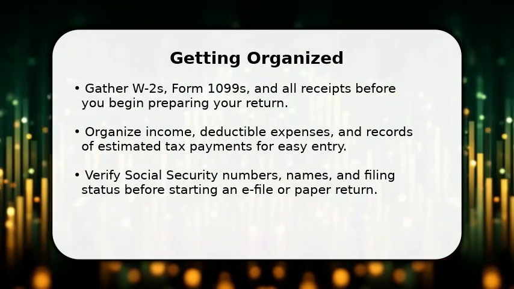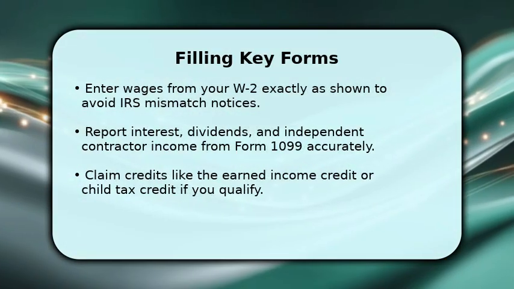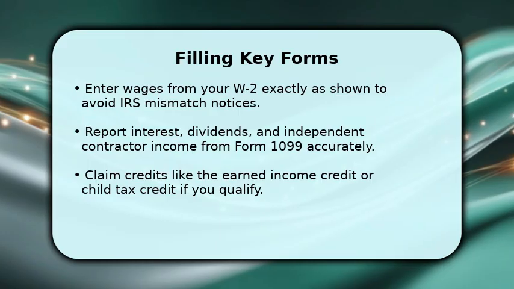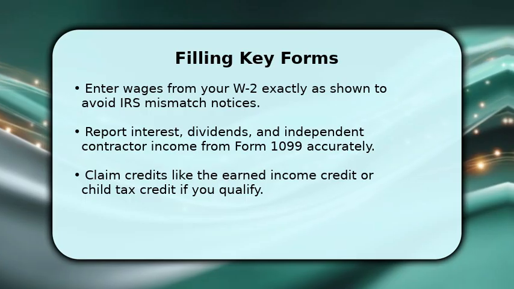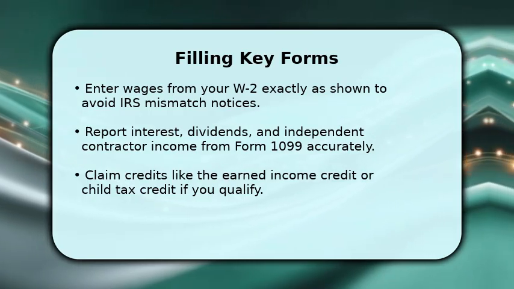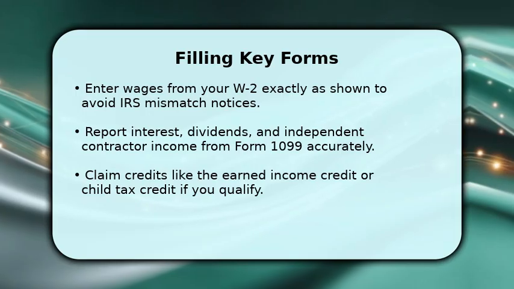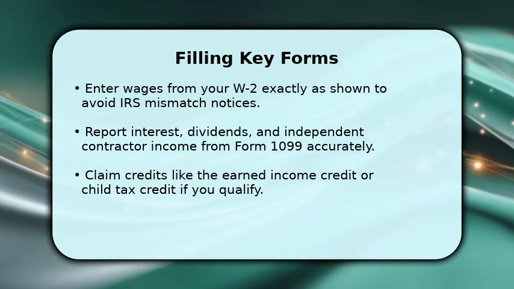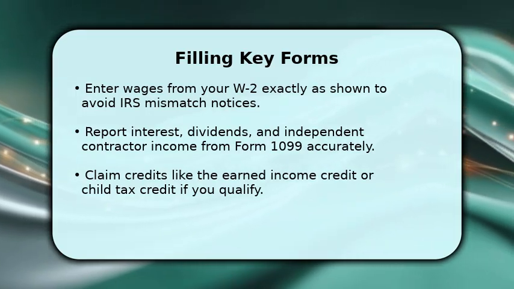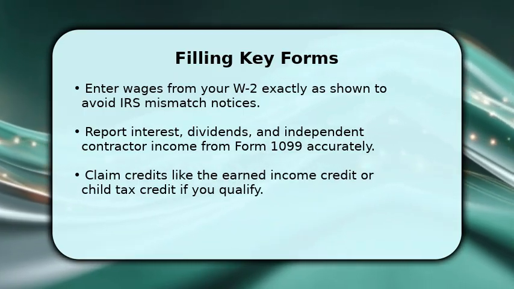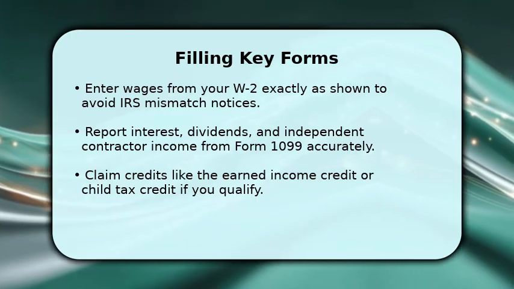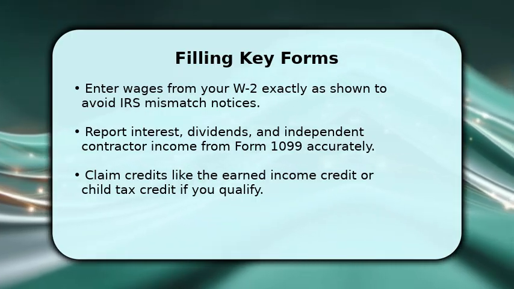Let's get started. Begin by completing the main form with your personal details, filing status, and dependents. Then move to income sections and adjustments. Report W-2 wages, Form 1099 income, and any taxable interest or dividends precisely. Enter adjustments like retirement contributions or student loan interest to lower adjusted gross income.